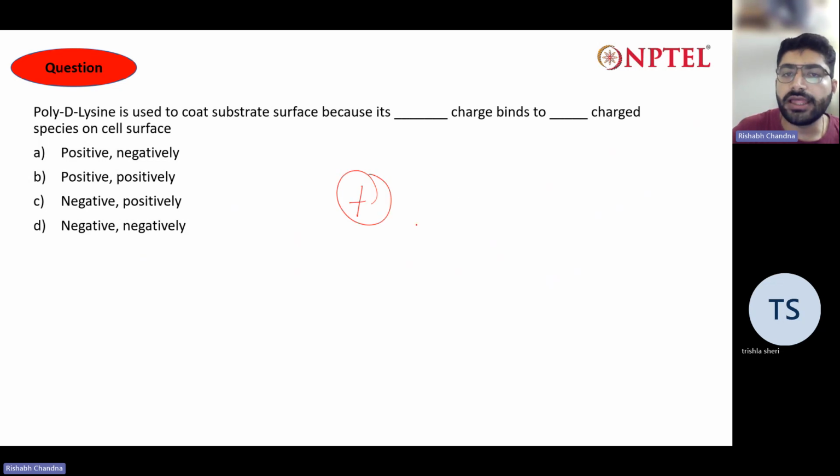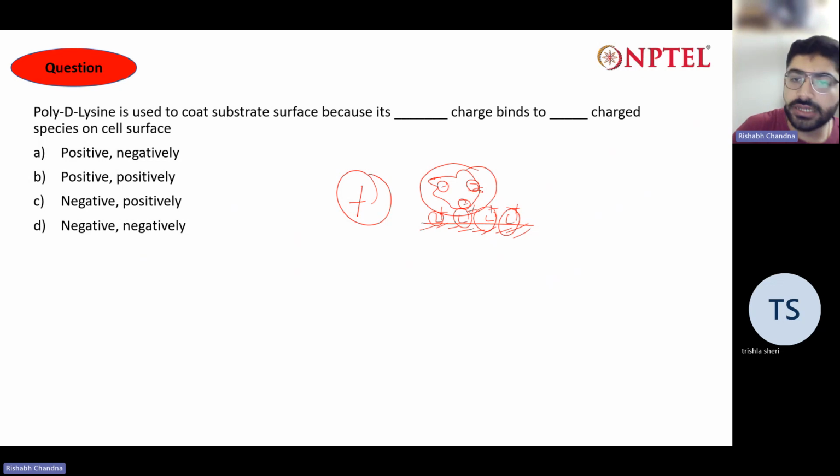Okay, so considering this as the surface, we are using poly-L-lysine as a substrate. It will give a positive charge to the surface, which will help our cells that are negatively charged. The overall charge present on the cell is negative. It is maintained negative because of the potential that is maintained in the cell.